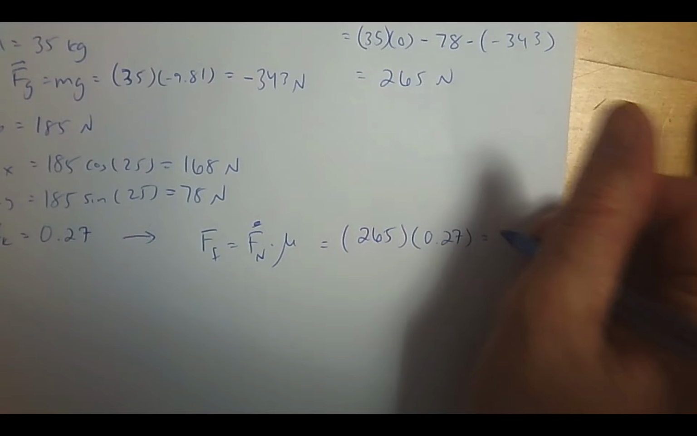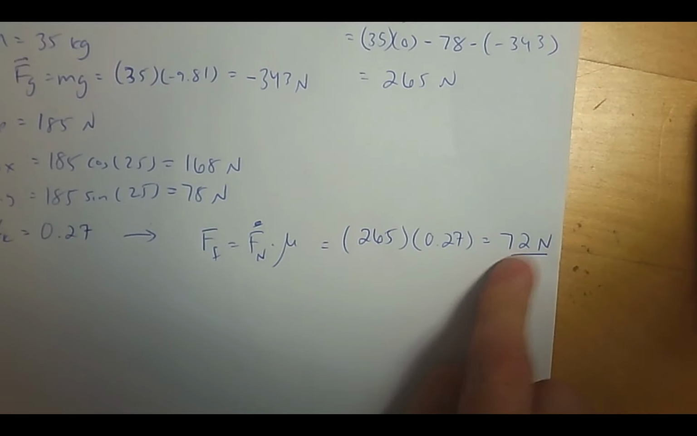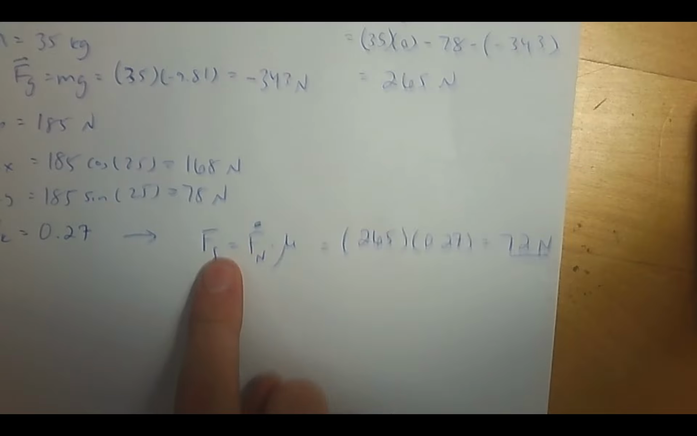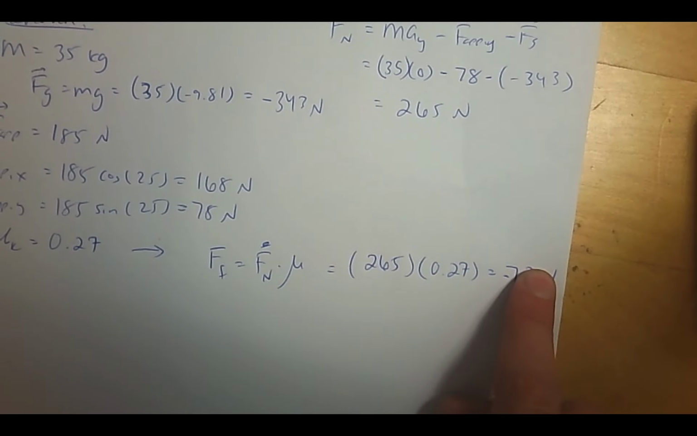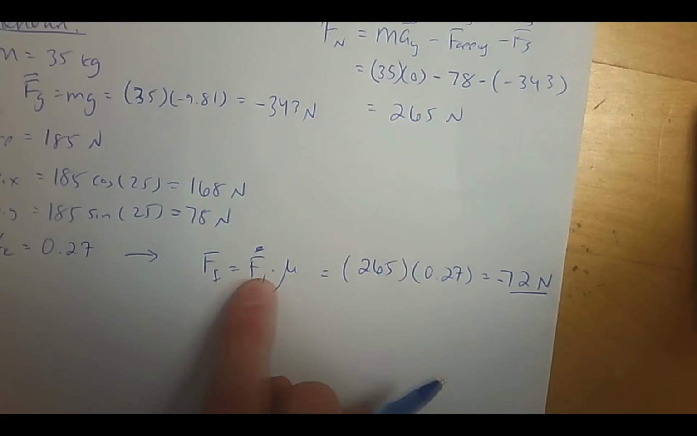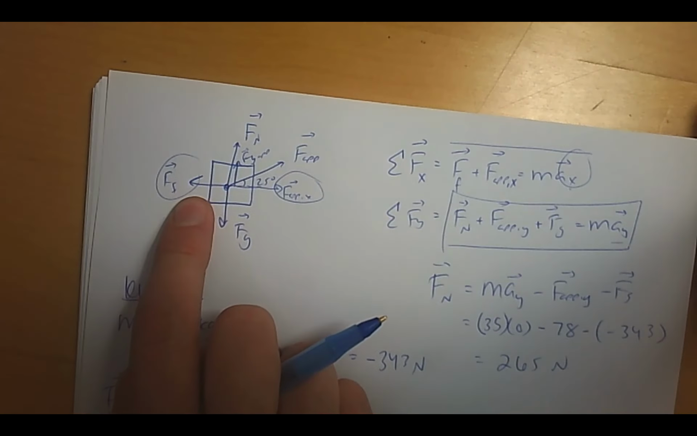So I get 71.55, or 72 newtons, as my force of friction. And this force of friction is pointed left, so this is going to be negative, right? It didn't end up with a negative sign because mu is a ratio of their magnitudes, so this equation doesn't give me the vector form. That's why I added a negative sign, because I see that it's left.